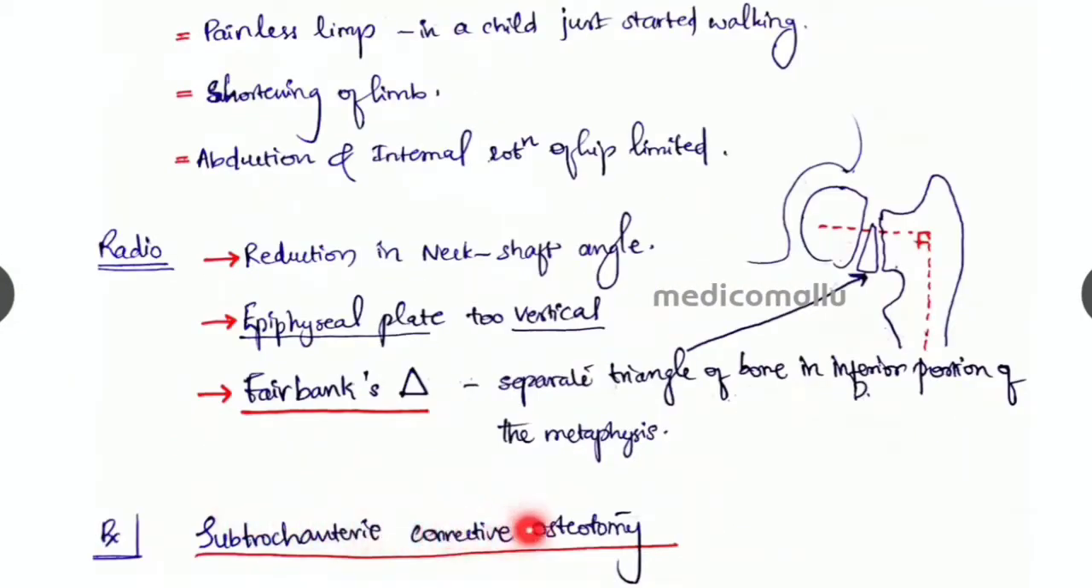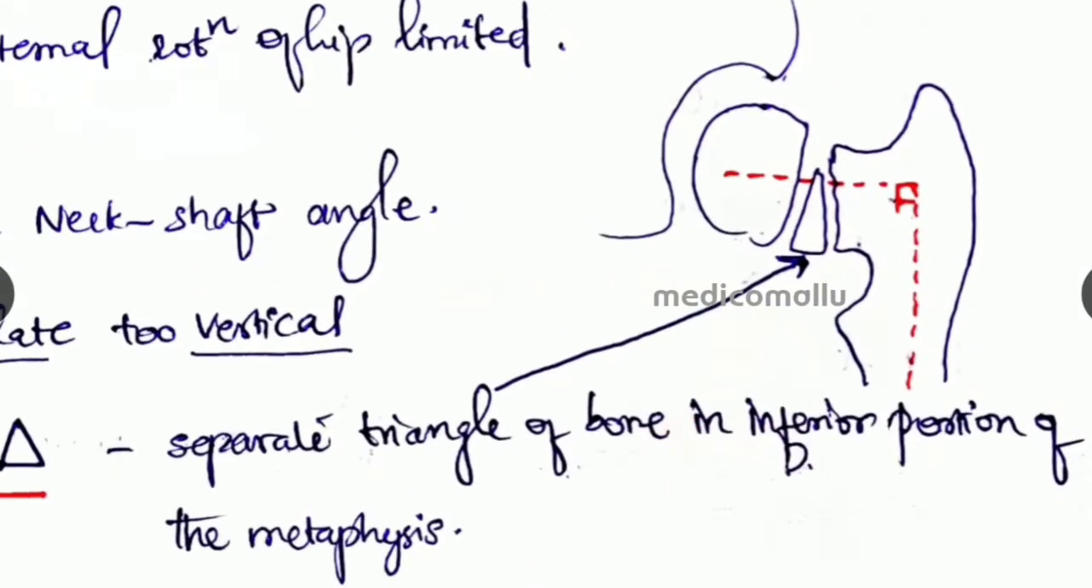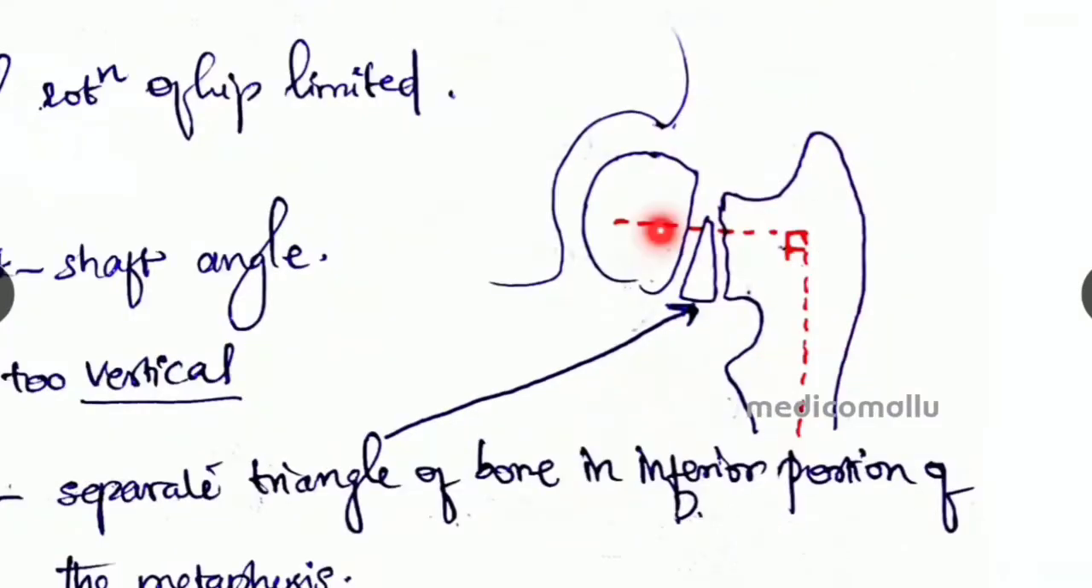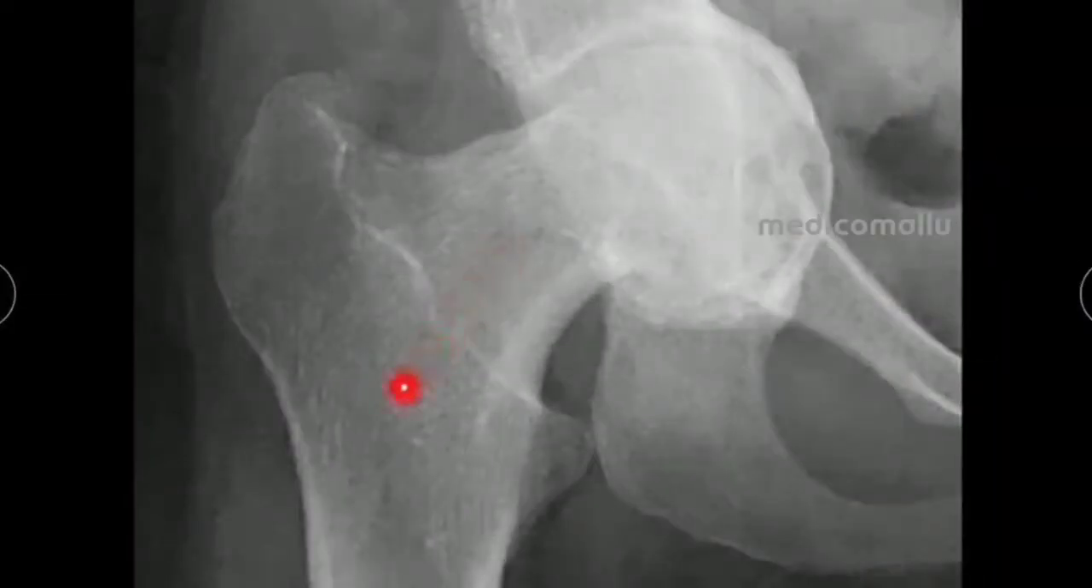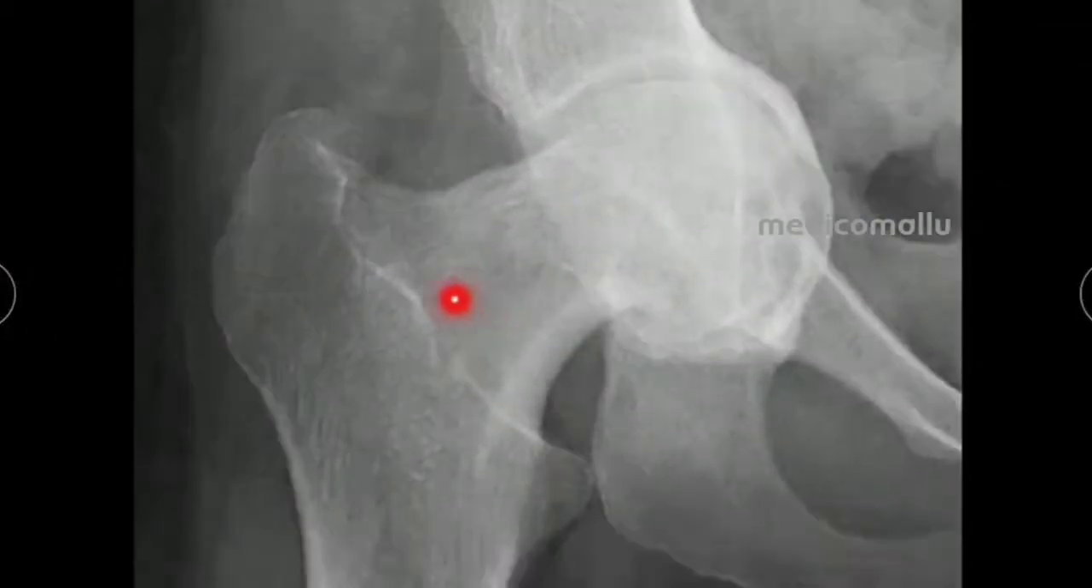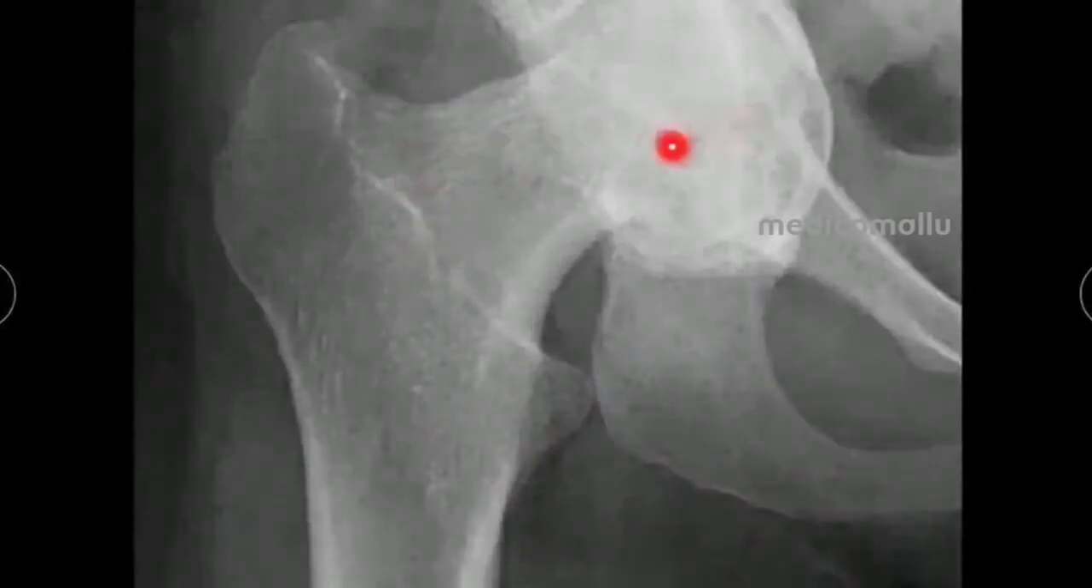Treatment is subtrochanteric corrective osteotomy. Just below the trochanter, we do an osteotomy. We cut a piece with the lateral wedge as the base. So it increases the angle between the neck and the shaft. This is the X-ray showing coxa vara in adults. It has fused and it is almost 90 degrees, and the epiphyseal plate is almost vertical.